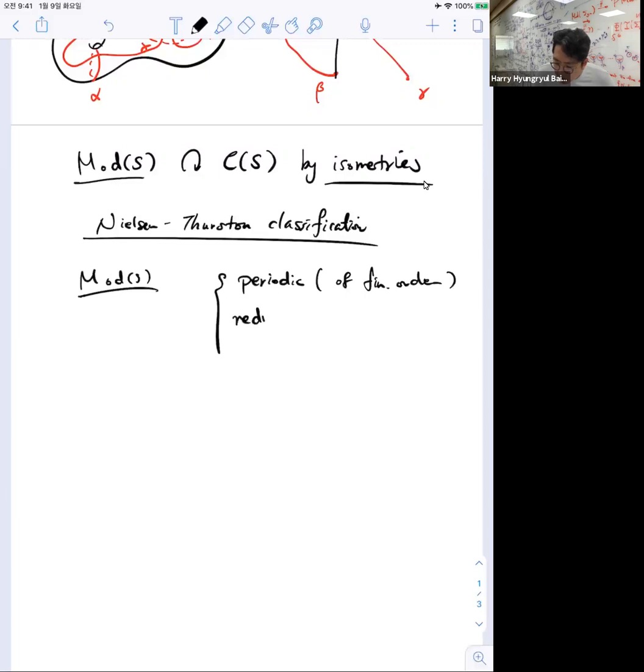The second case is reducible. The reducible case means that there is some disjoint collection of simple closed curves which is preserved under your map up to homotopy. I'm not saying that each curve in this collection is preserved, but the collection itself is preserved up to homotopy. So you may have several curves which get permuted by the map. And the last type is called pseudo-Anosov.